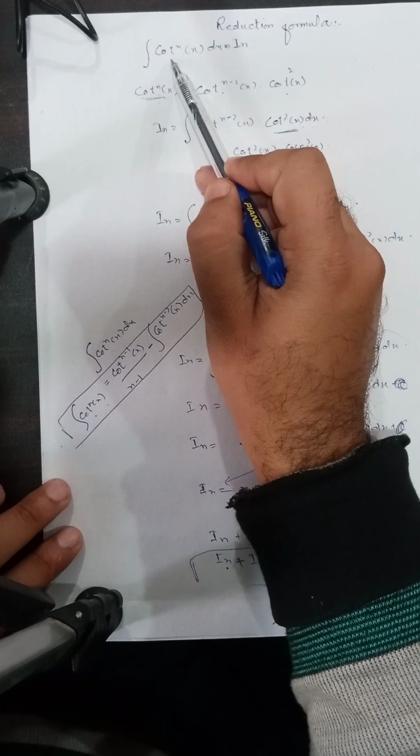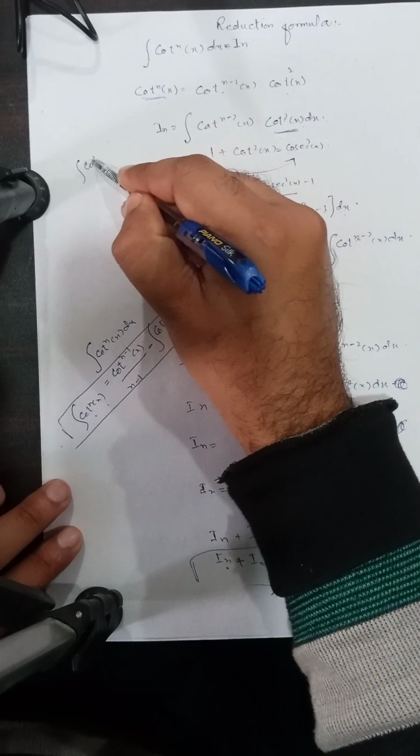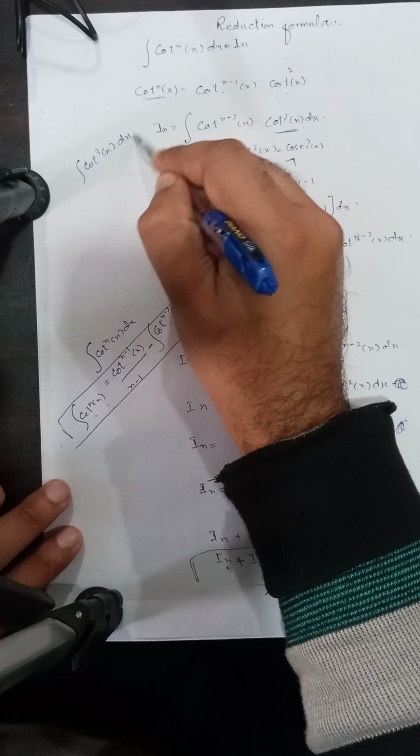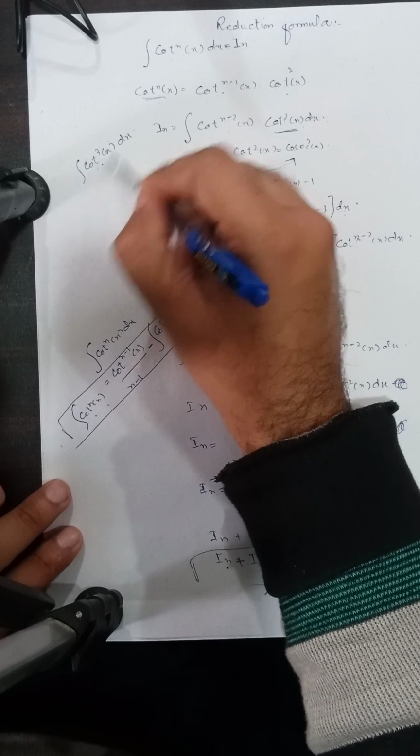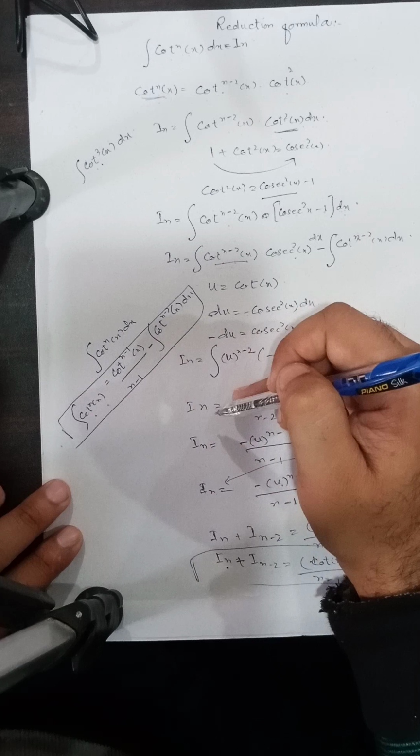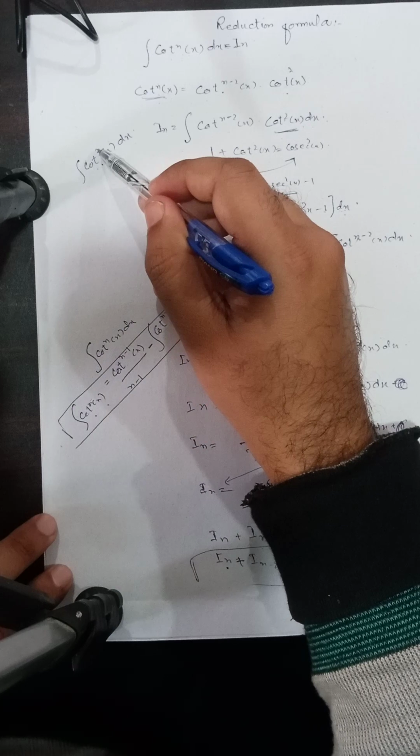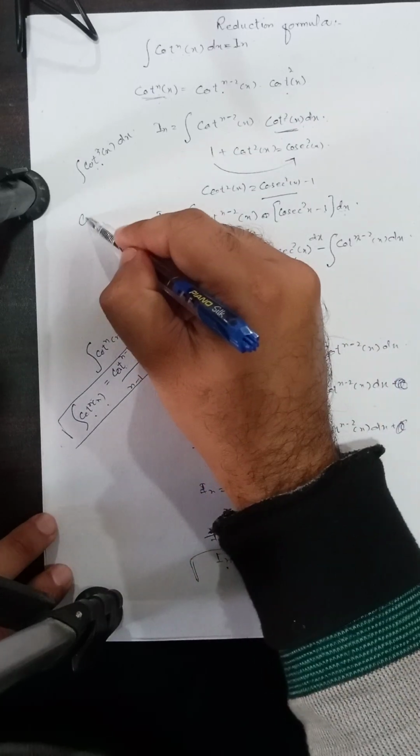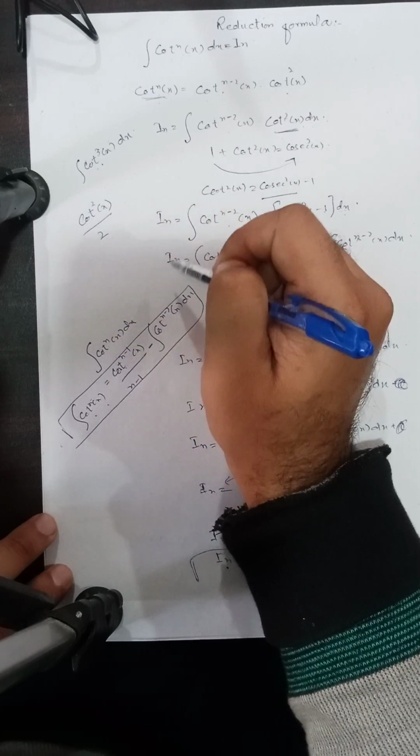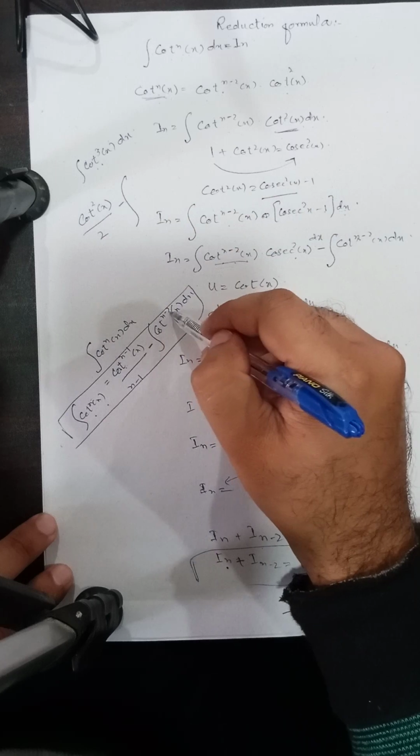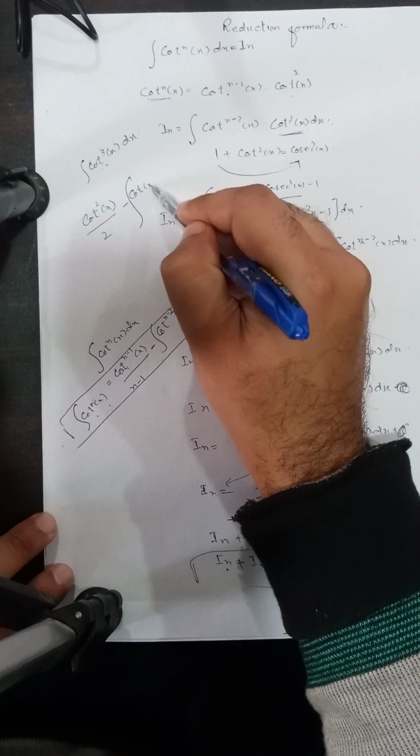In short, suppose someone gives me: find the integral of cotangent cube of x with respect to x. I will compare this integral with this reduction formula. Here n is equal to 3, so it is equal to minus cotangent^(3-1), which is cotangent square of x divided by 2, minus the integral of cotangent^(n-2), so 3 minus 2, which is only cotangent of x dx.